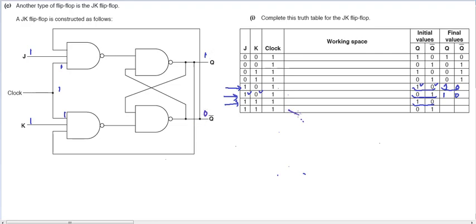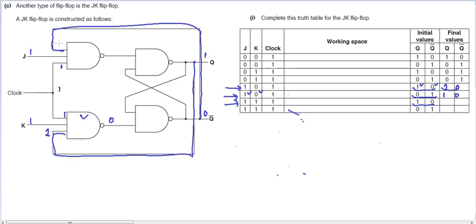Let's start with Q, for example. Q is coming down here and being fed here, which means 1 is being fed here. When we have all 1s at the input, the output is going to be 0. And Q bar is being fed back here, which means we are giving a 0 here. When we have 1 1 0 at the input, we are going to get 1 at the output.